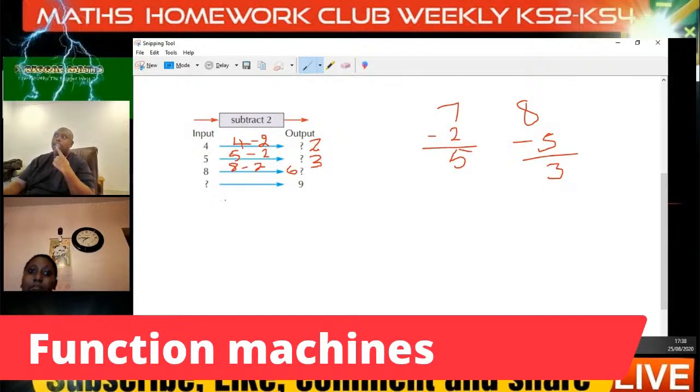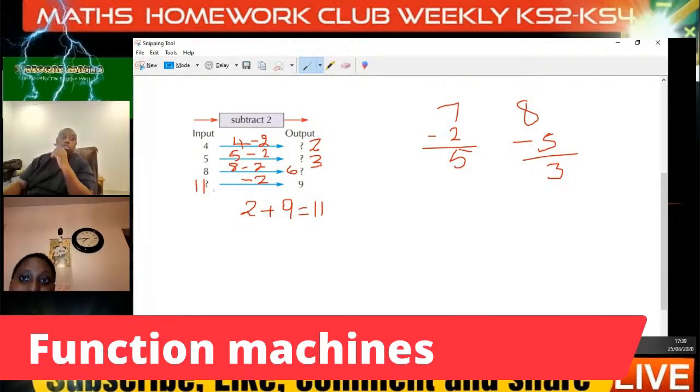Now, look at this, Denzel. We need to take away 2 from this number to get 9. So what's the opposite of take away? The opposite of take away is add. Yes, so we're going to do 2 add 9. What is 2 add 9? 11. Okay, so now this is 11.